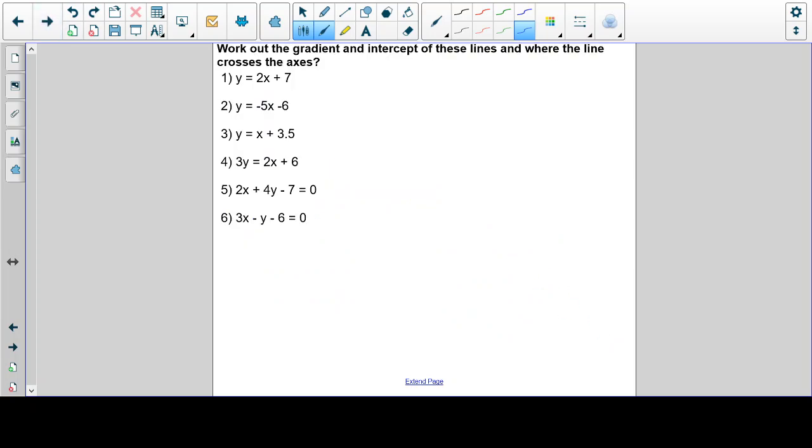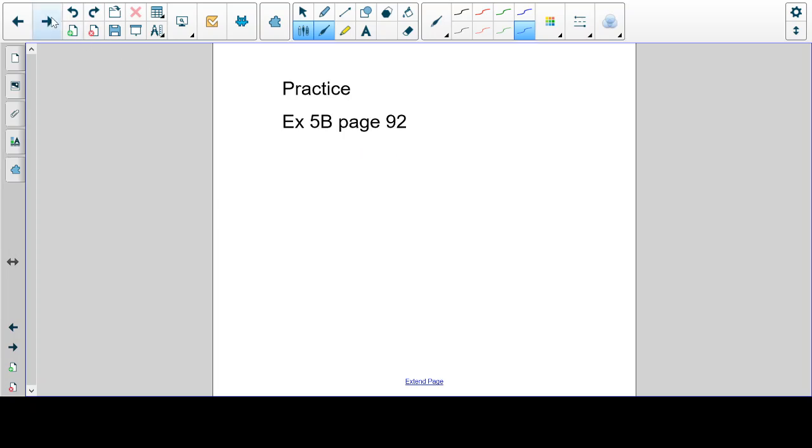Okay, if you can now do the same thing for these ones, so for each one, find the gradient and the intercepts, x-intercept and y-intercepts. Now once you've finished those, you can use this exercise as your practice.